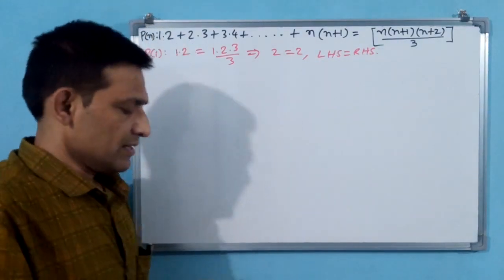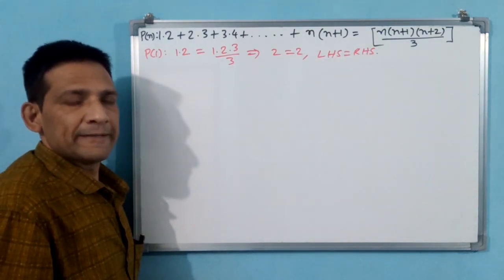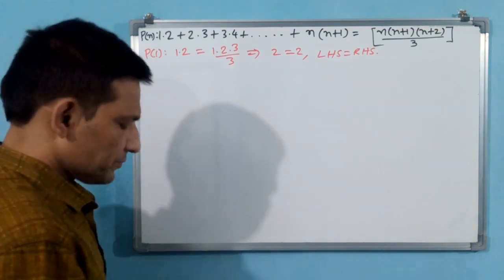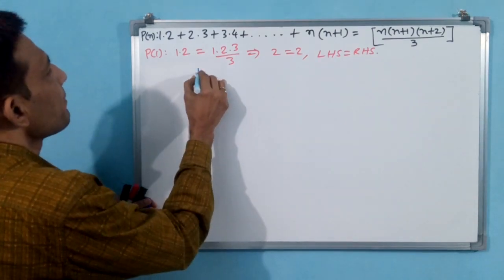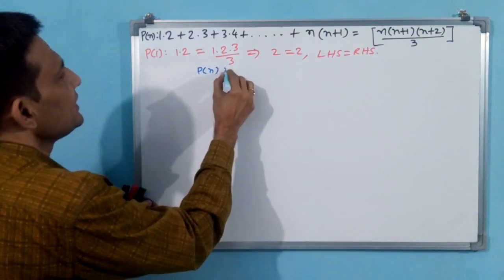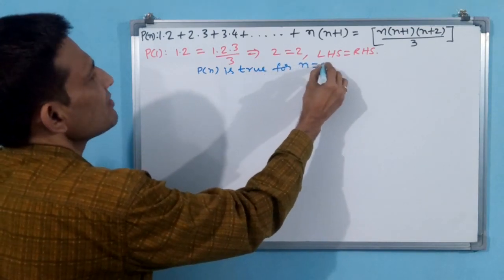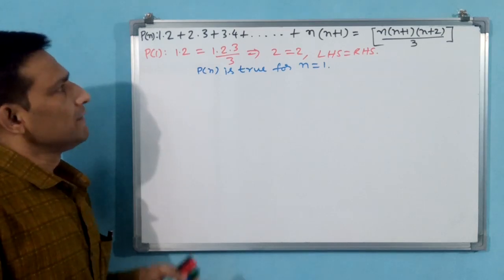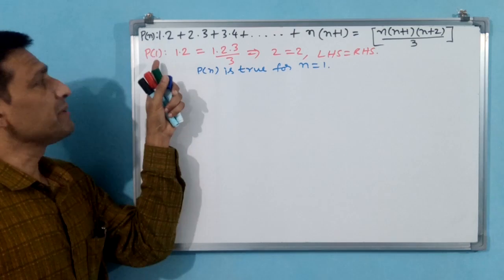When P of 1 becomes LHS equal to RHS, what you have to write? We have to write Pn is true for n is equal to 1. This you compulsorily have to write. Next step: first step is n, Pn is second, P1 is third step.